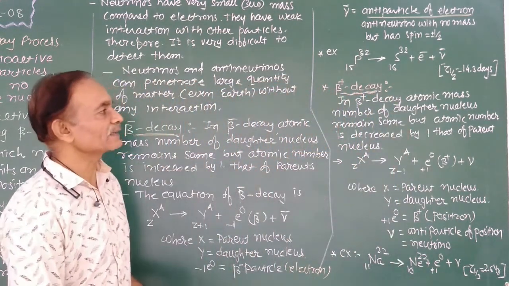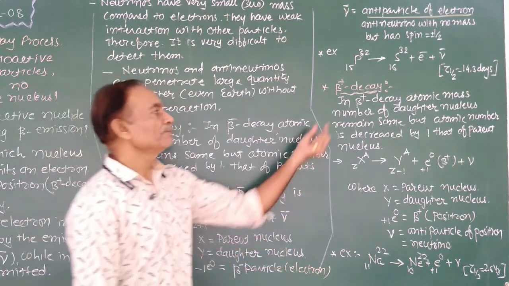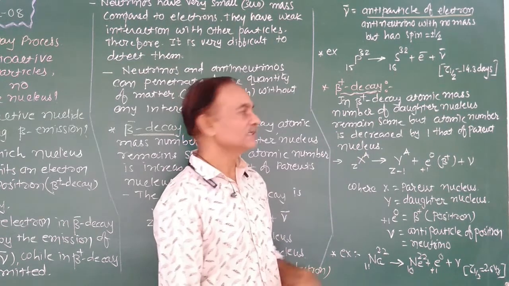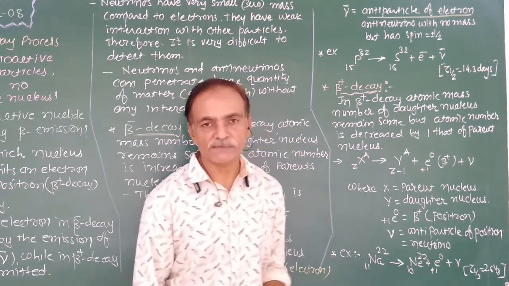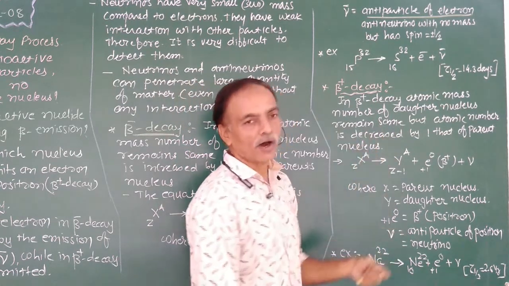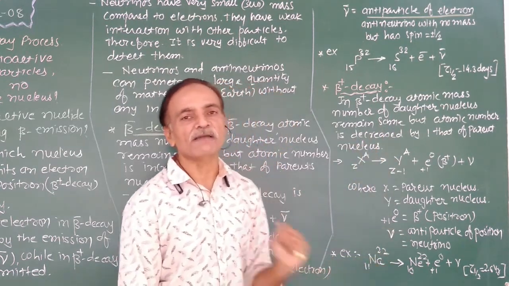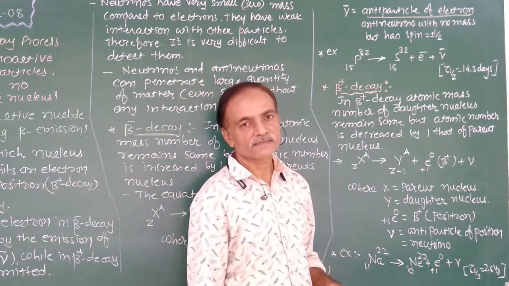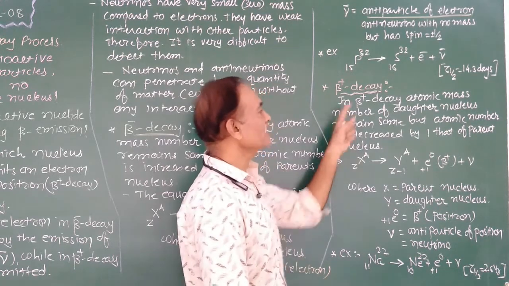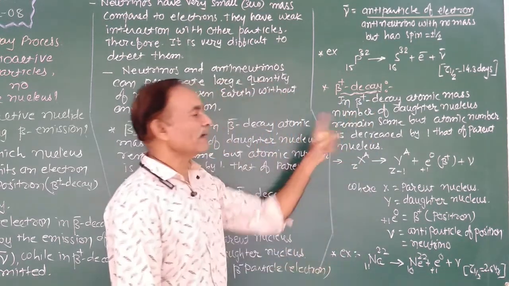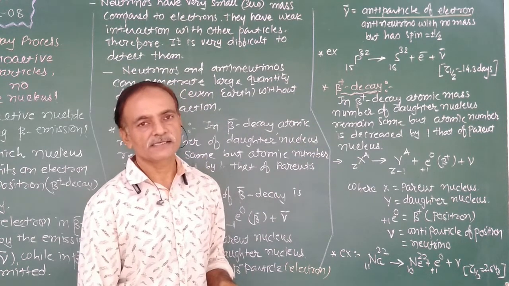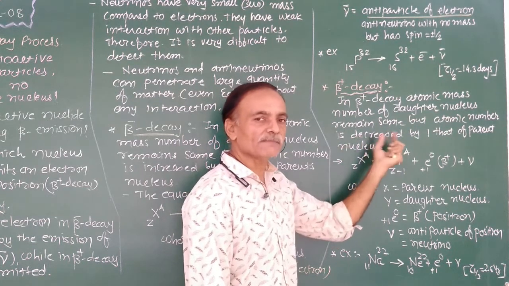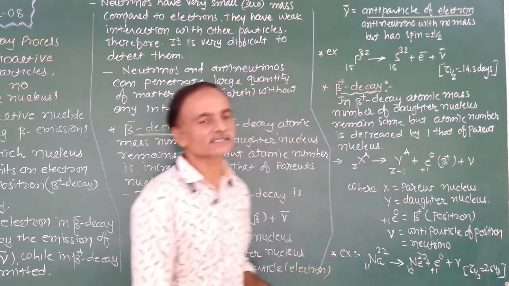Beta plus decay, that means a positron is emitted. In beta plus decay, the mass number of the daughter nucleus remains unchanged, but the atomic number of the daughter element is decreased by 1. That means Z is decreased by 1, and A remains unchanged. Again, during beta plus decay, the mass number of the daughter nucleus remains unchanged, while the atomic number is decreased by 1 compared to the parent nucleus.